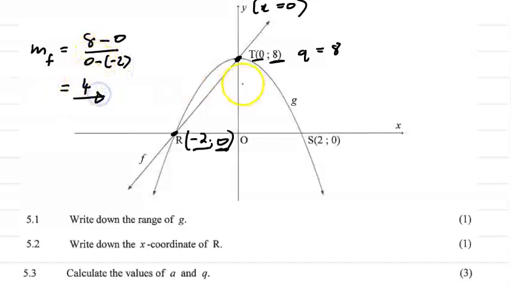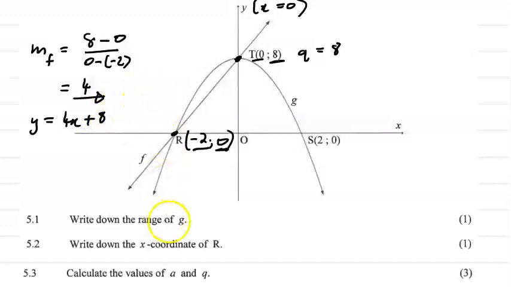Right? See, positive gradient because the line is sloping upwards, you can see upwards to the right. So this means now the equation of this straight line will be y equals mx plus c, which is going to be 4x plus 8. So I even taught you how to find the equation of a straight line.